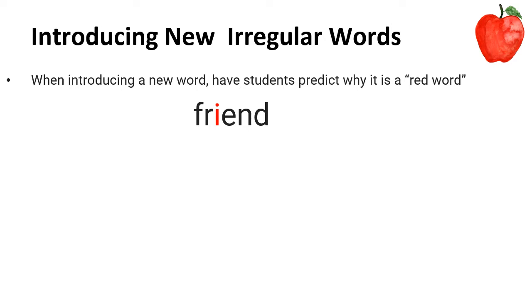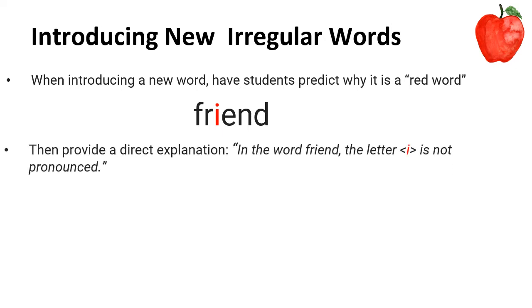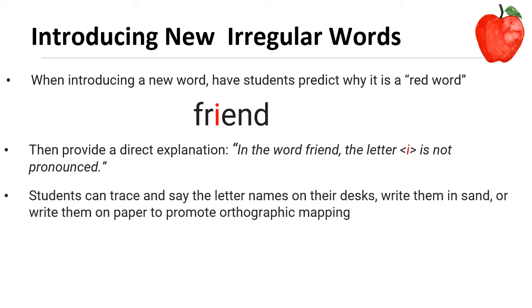And there are little tricks that you can use to help the students remember those words. So for instance, I would explain to the students what is going on in that word and why it's irregular. So after they've discovered it, I would explicitly teach it. So in the word friend, the letter I is not pronounced.